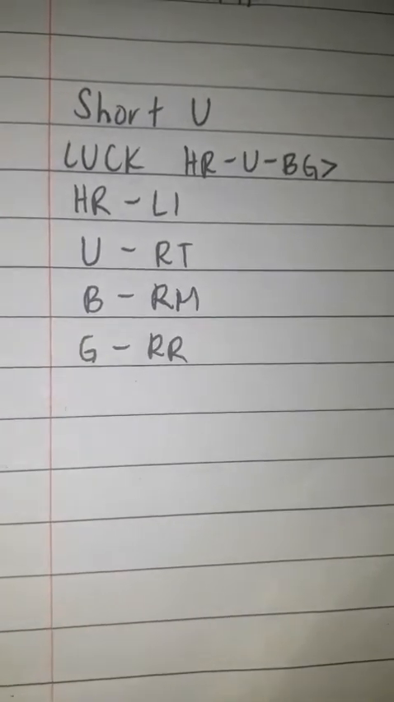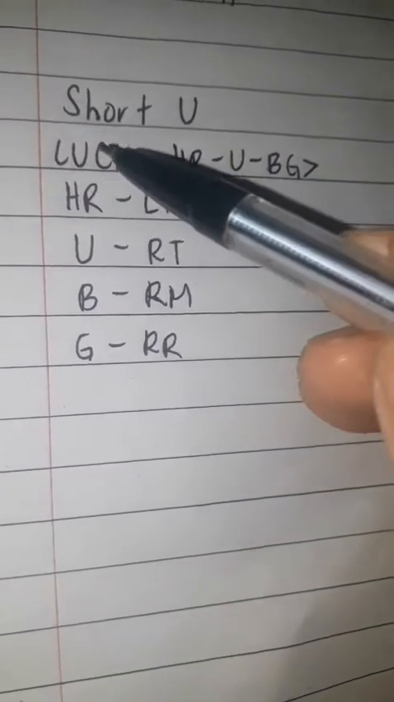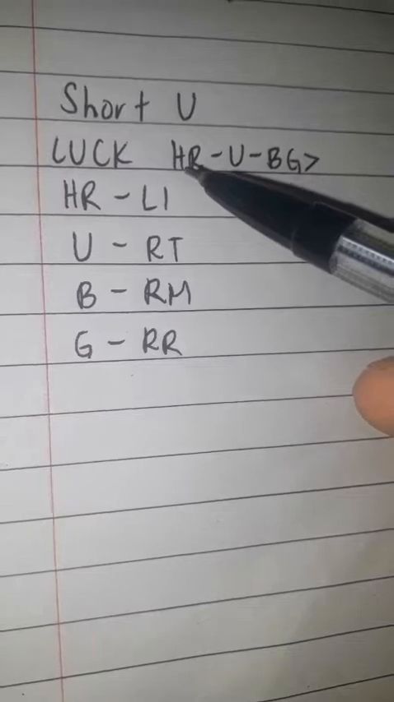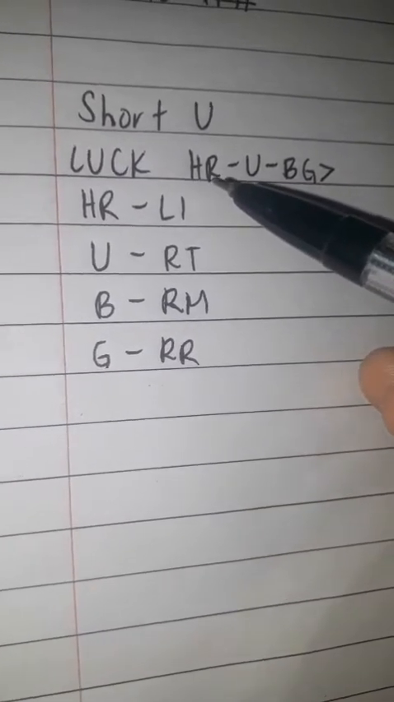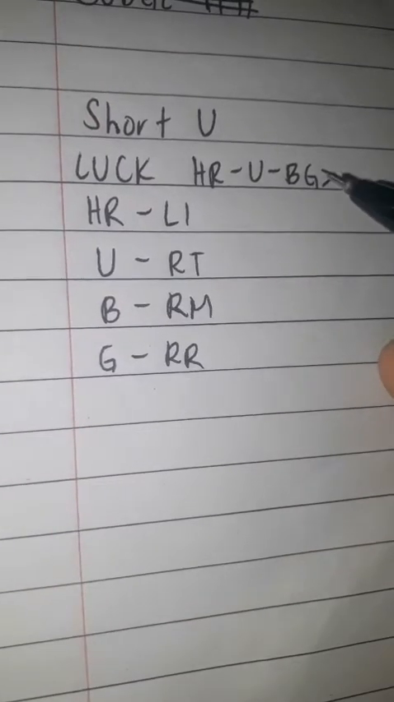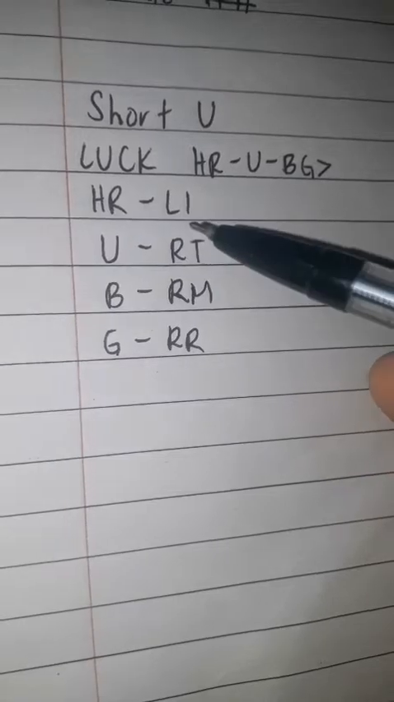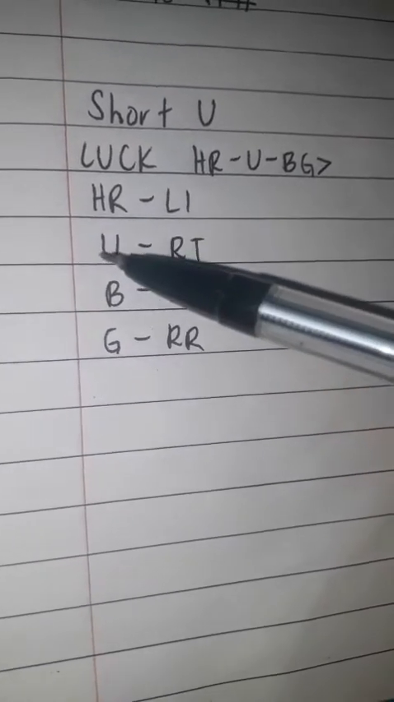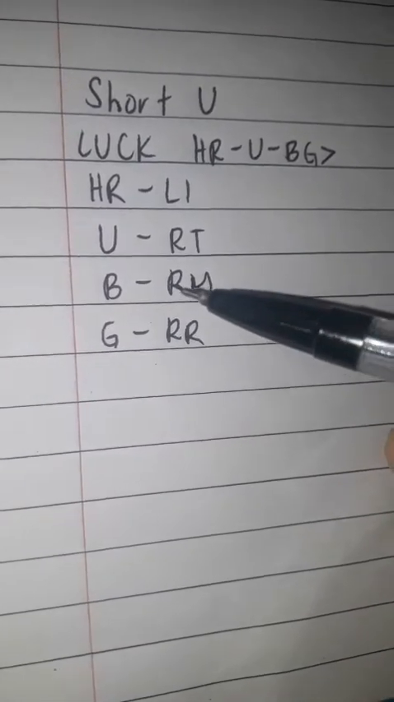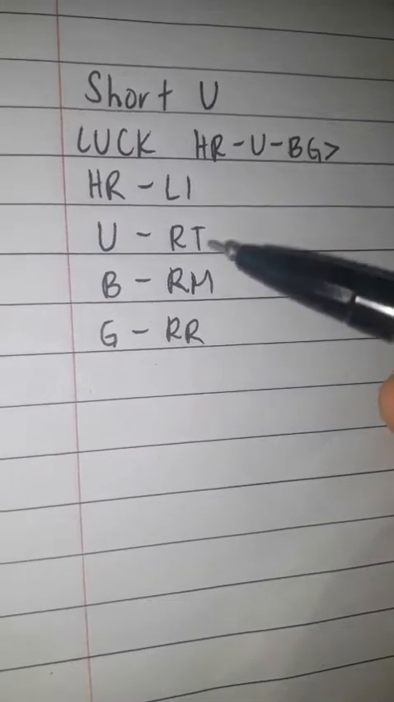Next, we have the short vowel U. For example, the word is lock. So the codes for lock, we have initial letters HR for L, vowel U, and ending letters P and G for K, then release. So the assigned fingers for HR, we have left index, U, we have right thumb, B for our right middle, and G, we have right ring.